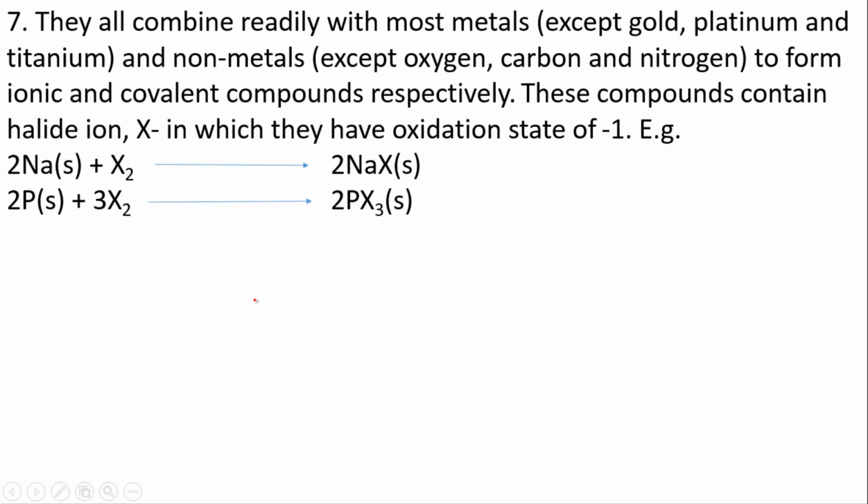Then they all combine readily with most metals except gold, platinum, and titanium, and non-metals except oxygen, carbon, and nitrogen to form ionic and covalent compounds respectively. Therefore, you can have sodium halide, so that if you have chlorine, sodium chloride, then with phosphorus as well to form phosphorus halide.